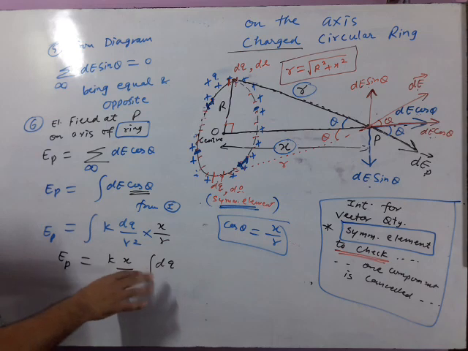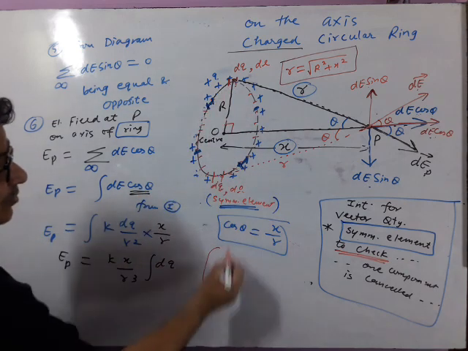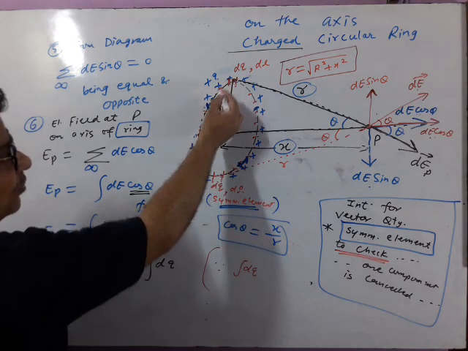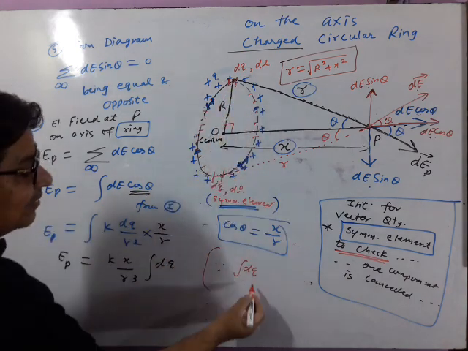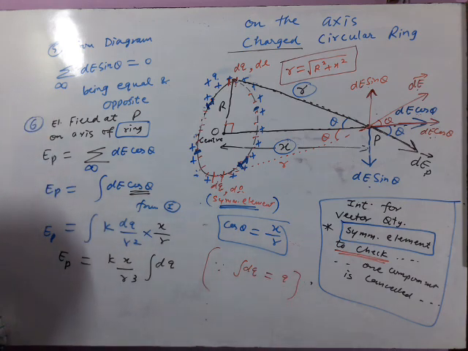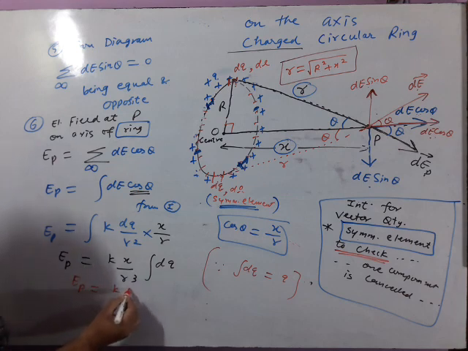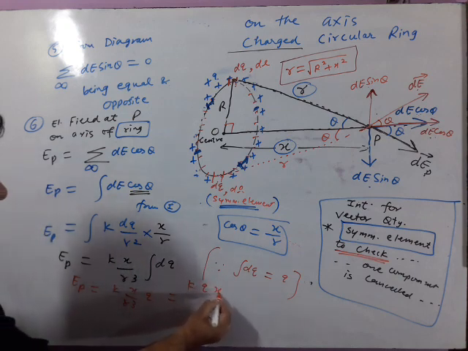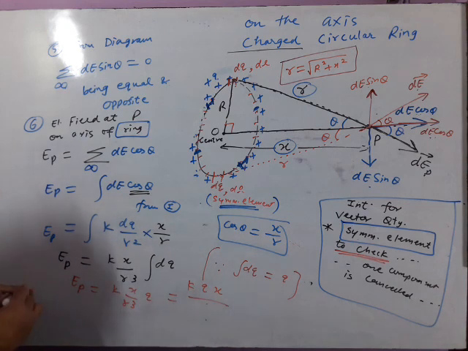You know, there are two ways to solve this. You may write directly: this dq is the small charge on the one element. Then for integration over the whole circumference, it will be q. You can write it directly, and the final answer will be k x by r cube into q. So you can write it finally like this, k q x by r cube.